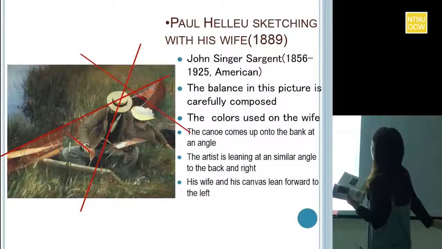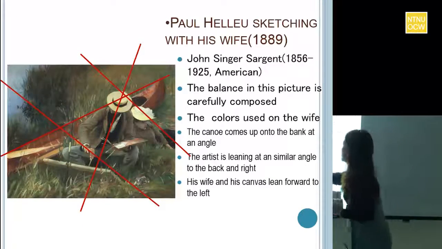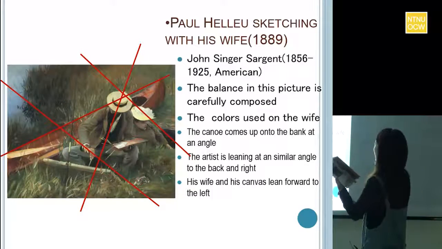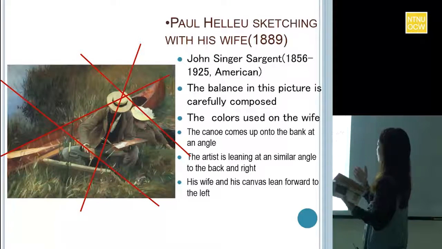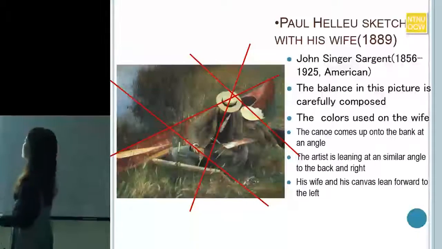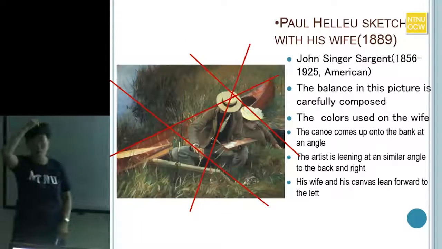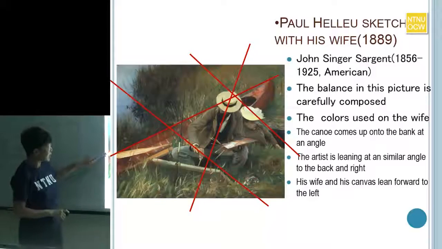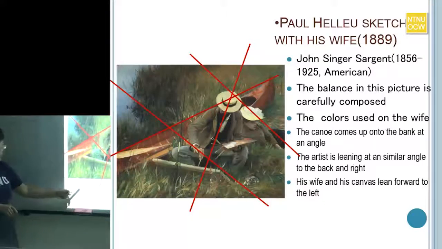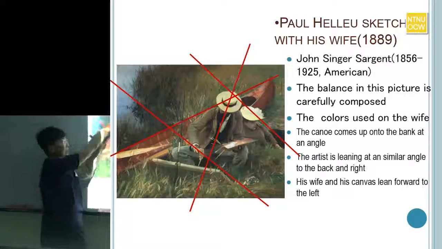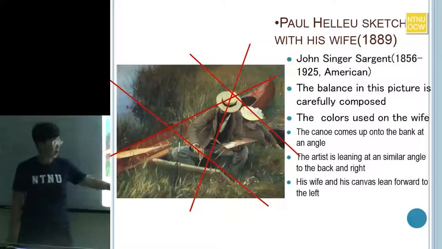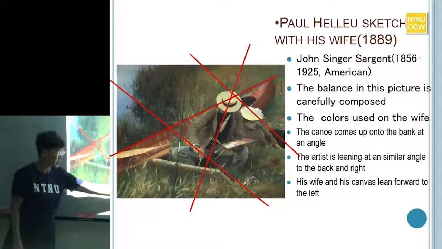And the next one is his wife. His wife and his canvas frame are both leaning to the left and to the front side, so it makes the picture more balanced. So there are two diagonal lines, this one and this one, which lean towards the left. These two are leaning towards the other side, which is right.